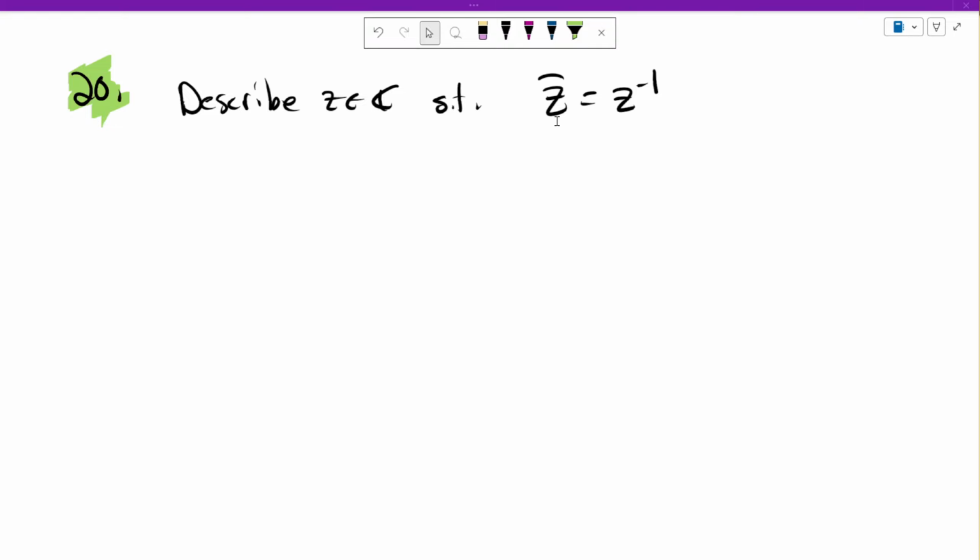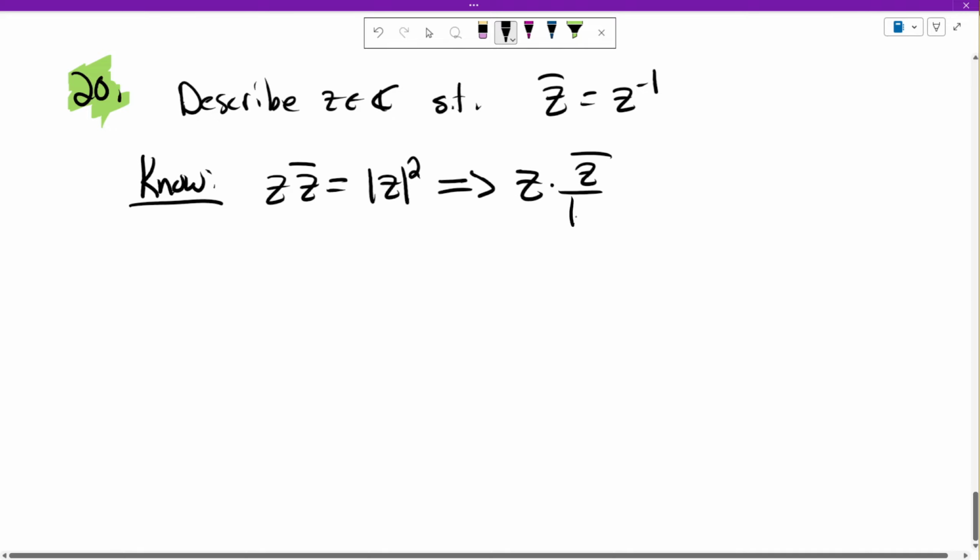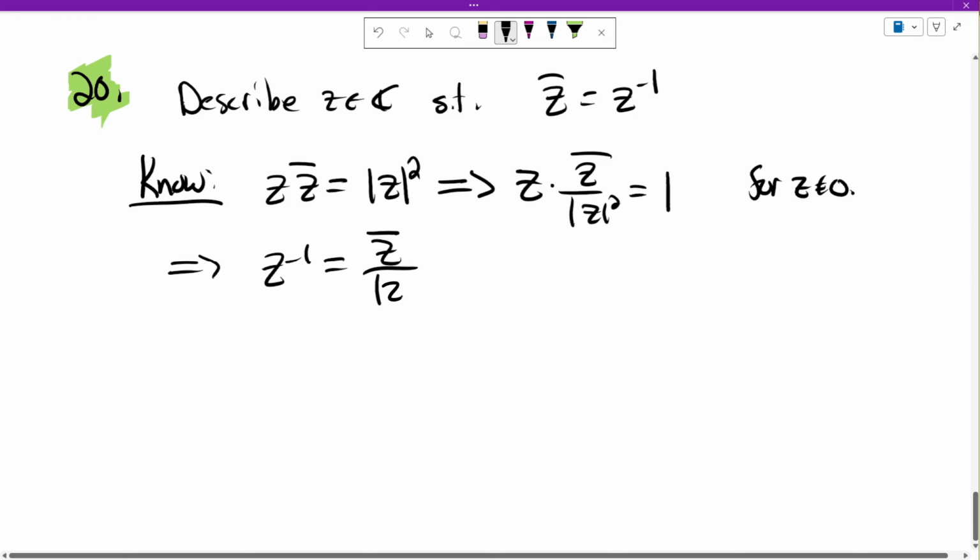So, with that in mind, let me recall for you the formula for the inverse. We know that Z Z bar is modulus Z squared. And so if we divide both sides by modulus Z squared, we get that Z times Z bar over modulus Z squared is 1, and this is, of course, for Z not 0. So the formula for the inverse for non-zero Z's is Z bar over modulus Z squared.